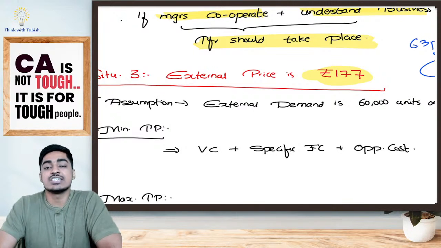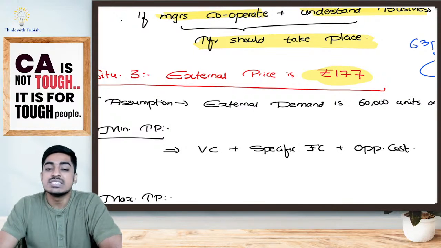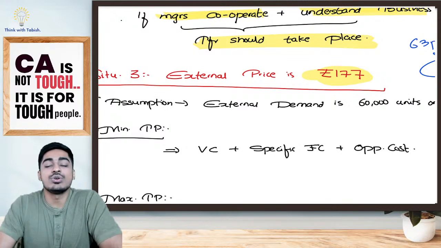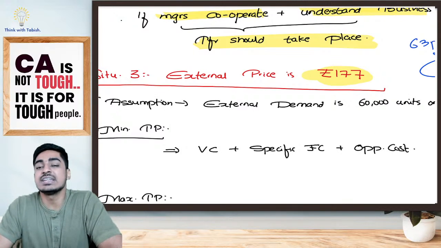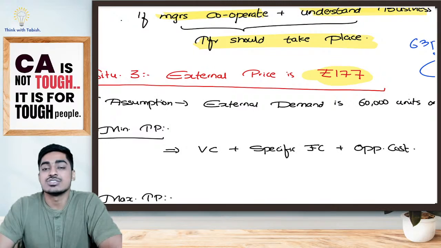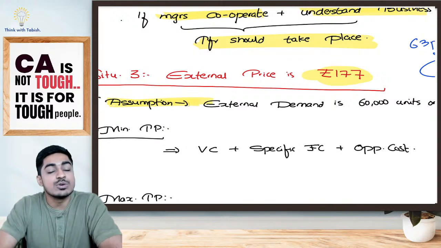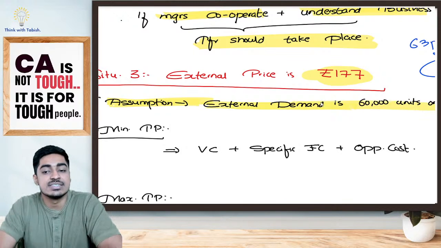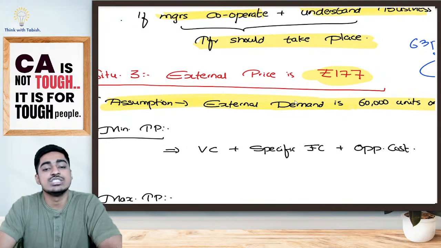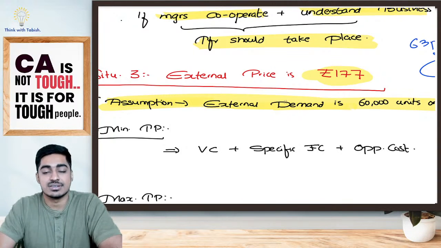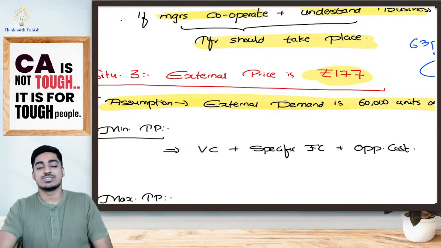Here, this question has to be solved based on an assumption. What is the assumption? This question has not told in the third case what is the transfer capacity, so how much external sales we are doing. So we'll make an assumption that in the second question we assumed external demand is 60,000 units. So now also we'll assume that external demand is 60,000 units. Based on that we'll give the answer, otherwise our answer will not match the institute answer.